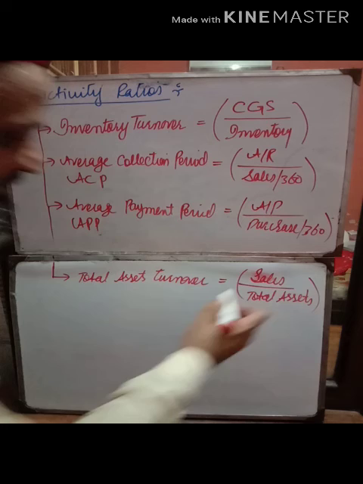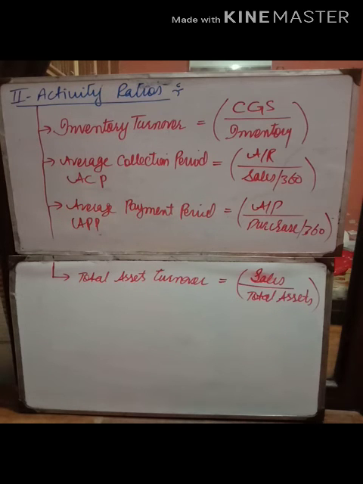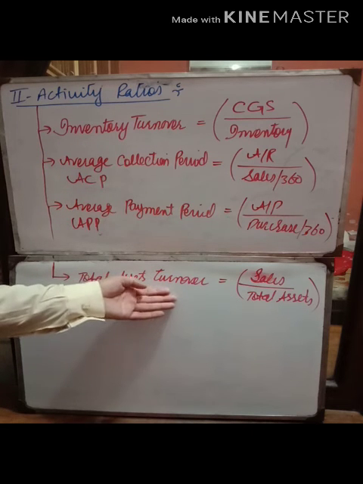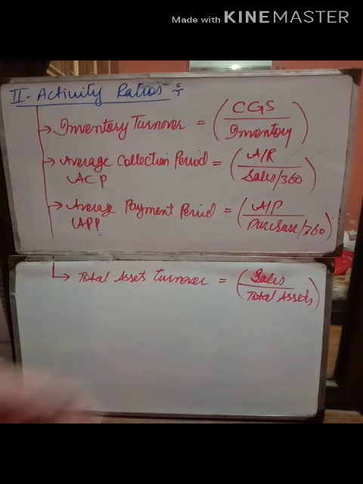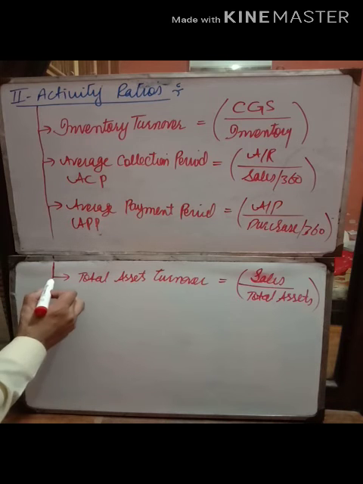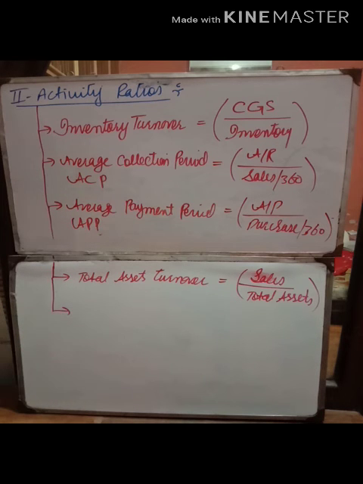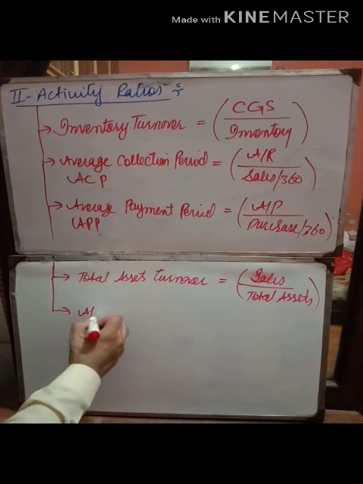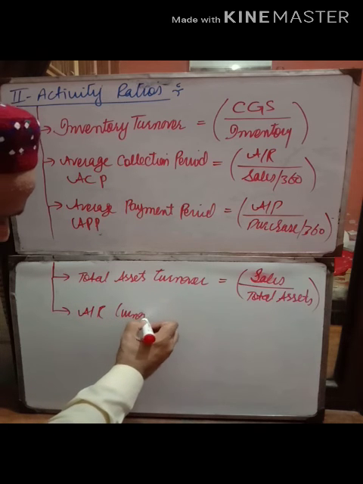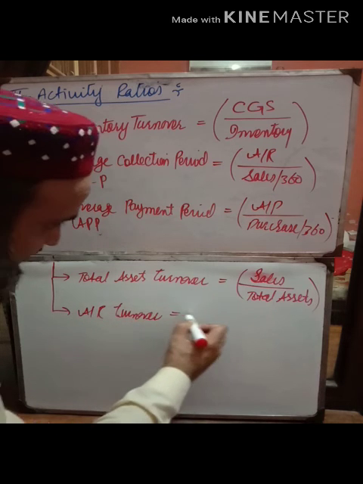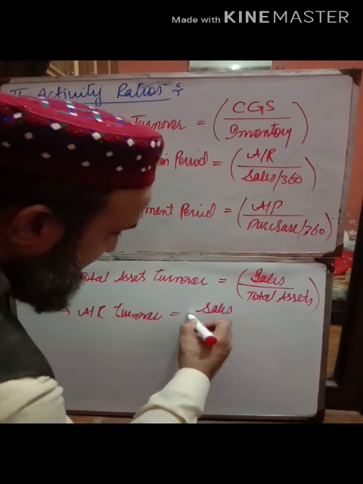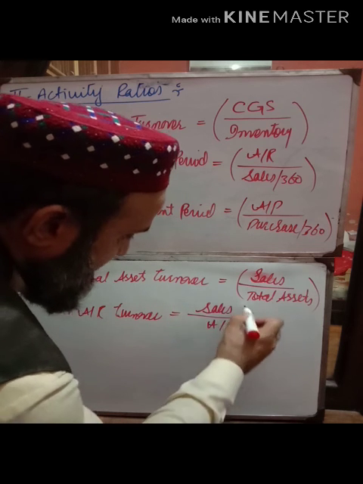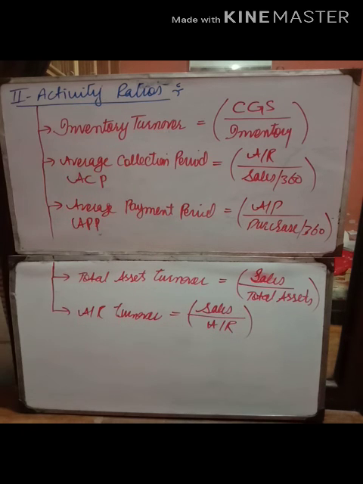If we divide the sales by total assets, then we get the total asset turnover. Total asset turnover can also be calculated in terms of times. Then receivable turnover, or accounts receivable turnover, can be calculated as sales divided by accounts receivable. So then we get the accounts receivable turnover. This turnover will also be calculated in terms of times.